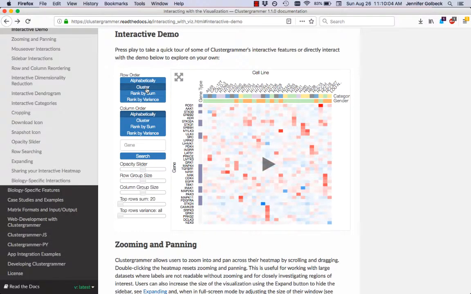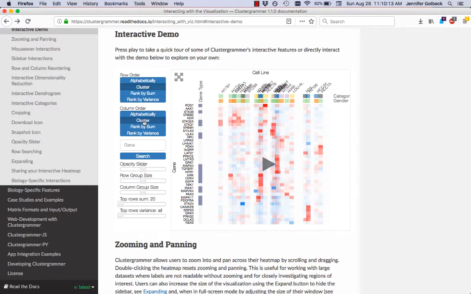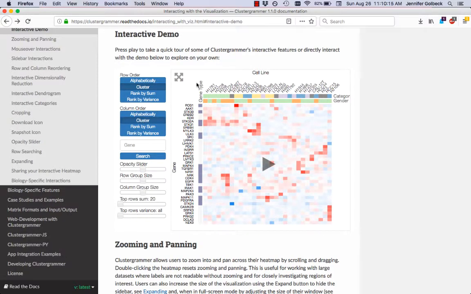So if we change the row order to go by cluster, and then change the column order, watch how things change up here. We can see that we have different groupings now. All of these genes in category 1 happen to get grouped together because they were in a cluster. We also can see that there's a little bit of grouping that happens down here based on gender. And you can see that there are some interesting patterns. We have a few groups of category 5 genes up here.